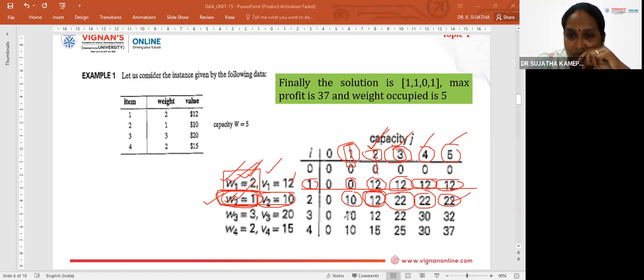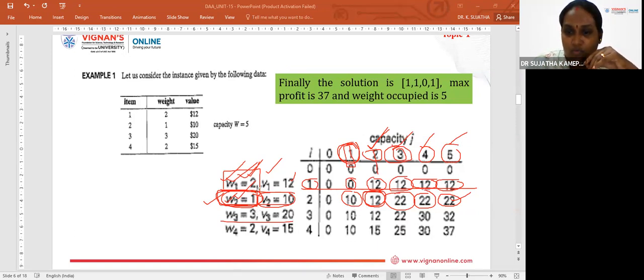Right. Now coming to the third object. Here the capacity is 1. I cannot place the third object since its weight is 3.